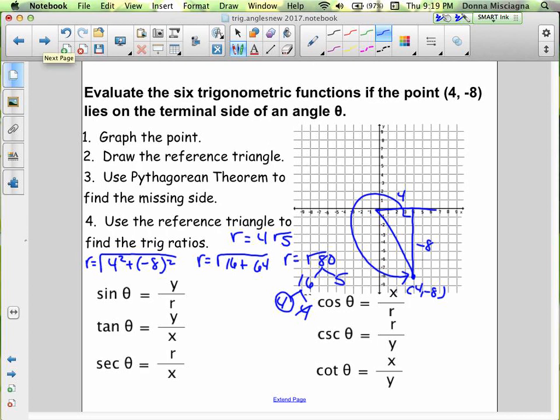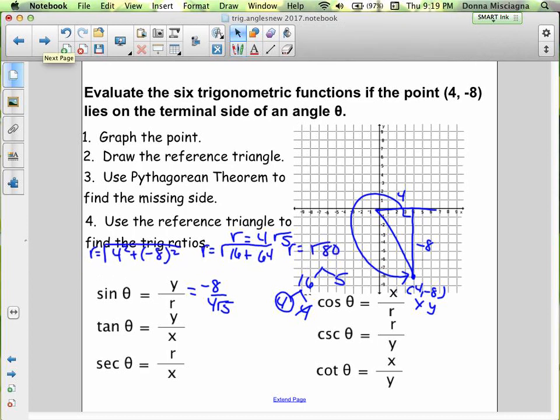So this is x and this is y. We have -8 over 4 square roots of 5. Oh, and look at that, it could reduce, and it should be rationalized. We've got to do both.